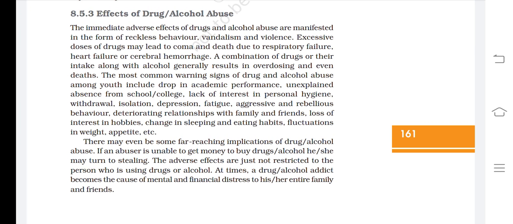There may even be some far-reaching implications of drug or alcohol abuse. If an abuser is unable to get money to buy drugs or alcohol, he or she may turn to stealing. The adverse effects are not restricted to the person who is using drugs or alcohol. At times, a drug or alcohol addict becomes the cause of mental and financial distress to his or her entire family and friends.